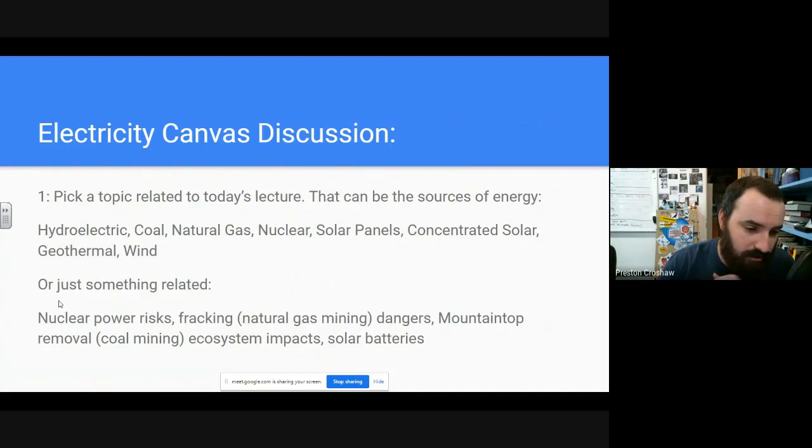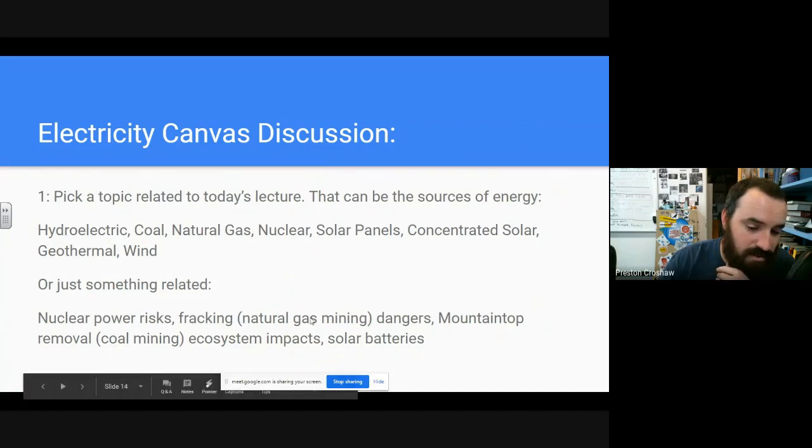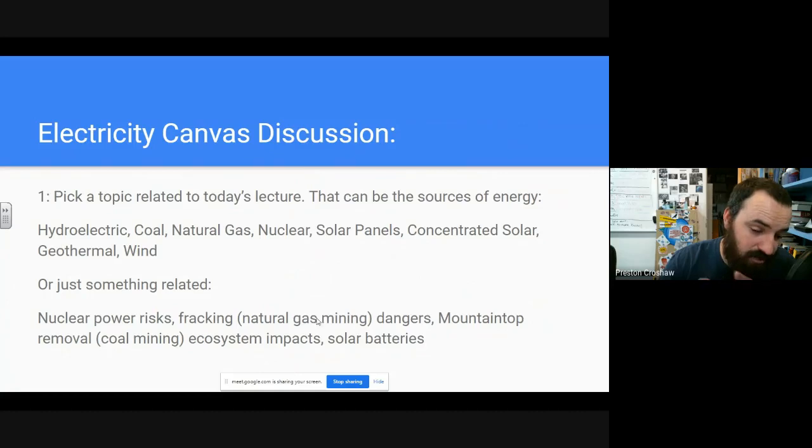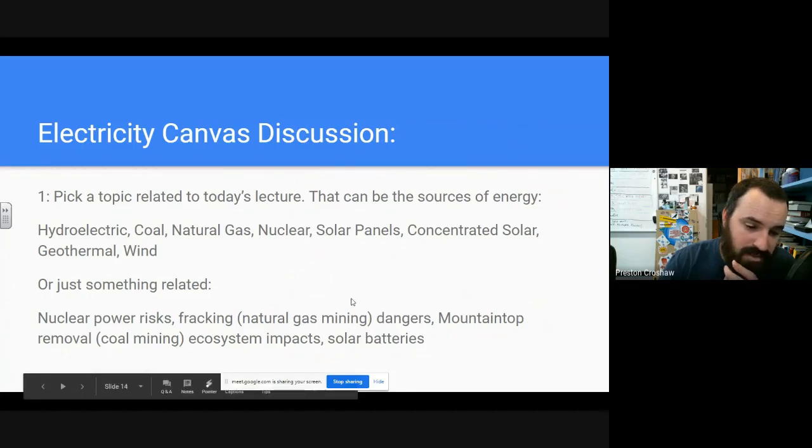So I just have a couple examples here. These aren't the only things that you can choose. Nuclear power risks. What are really the risks to nuclear power? Is it safe? Is it not safe? What about the waste disposal? That kind of stuff. Fracking. How do we get natural gas? Is it safe? Is it dangerous? Mountaintop removal, which is a type of coal mining. What's up with that? How does that impact the ecosystem?